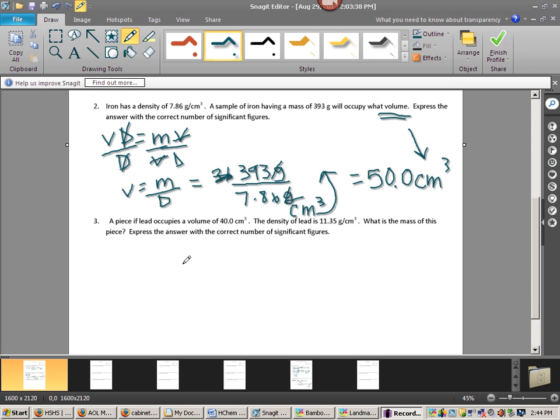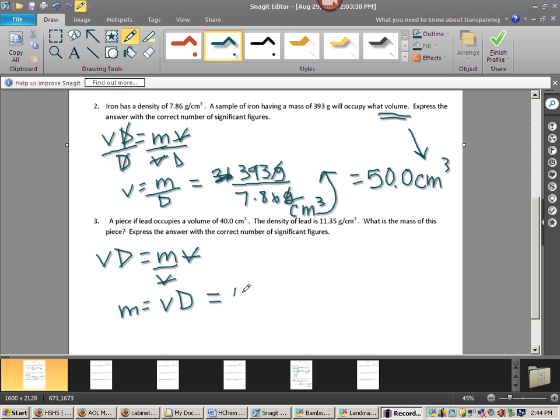Last problem. This time we have the volume and we have the density, and the question is, what is the mass? Again, start with our basic equation. Density is equal to the mass divided by the volume. We're going to get mass all by itself by simply multiplying both sides by volume. That makes this go away. So mass is equal to volume times density.